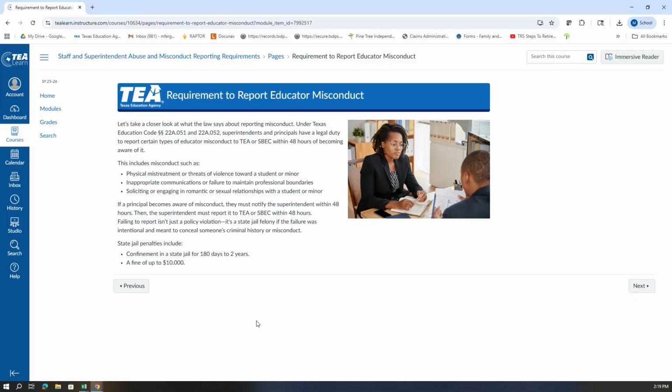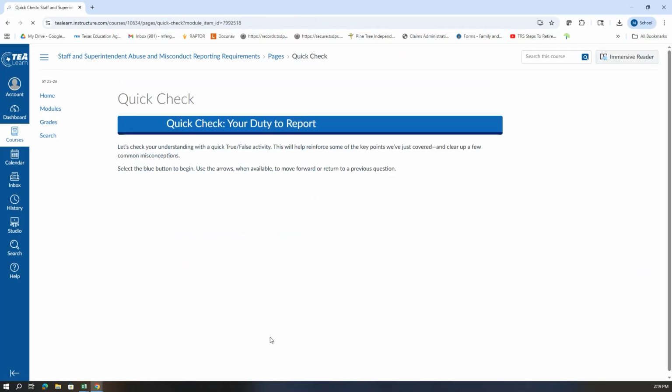Failing to report isn't just a policy violation, it is a state jail felony if the failure was intentional and meant to conceal someone's criminal history or misconduct. State jail penalties include confinement in a state jail for 180 days to 2 years and a fine of up to $10,000.